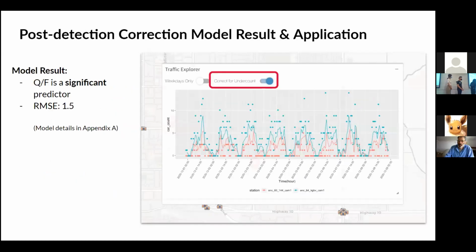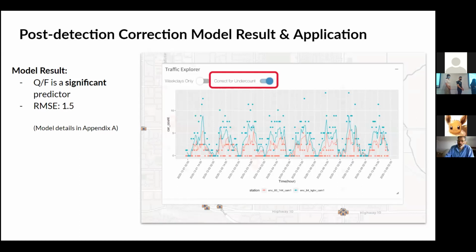So just some brief results from our model. The details and diagnosis are included in the appendix. If anyone is interested, we can take a look at it afterwards. It turns out that the Q and free flow categorical variable we included as an interaction term is a significant predictor. And the root mean square error of our model is 1.5. Our data scale is around 15 to 20, so that's fair, not great, but fair.